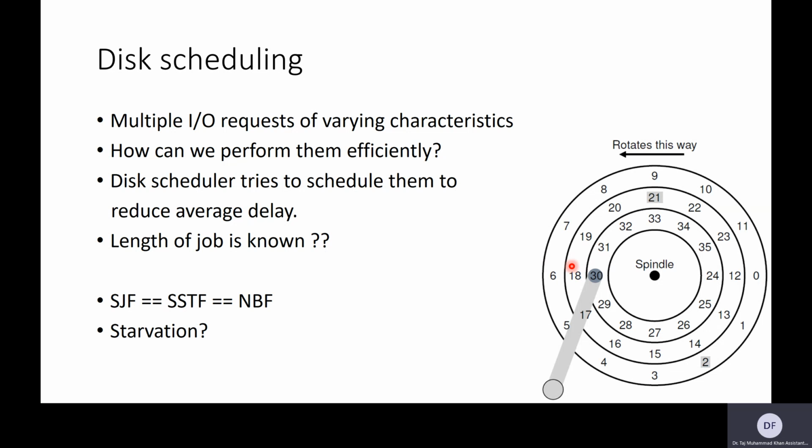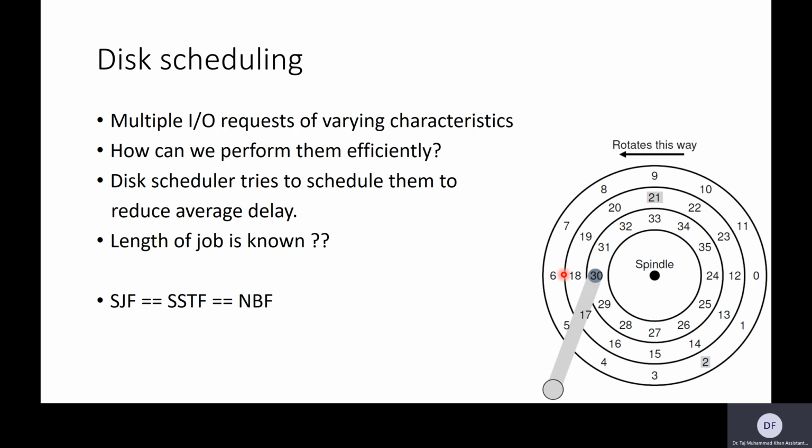Okay, meanwhile, if there are requests that come on the inner track, let's say the head has moved to the middle track, and meanwhile there are requests that have come to the inner track, very near to this head position. Their seek time is very low, but since the head has started its outside movement, it will continue to move outside. Okay, and these requests will be served later.